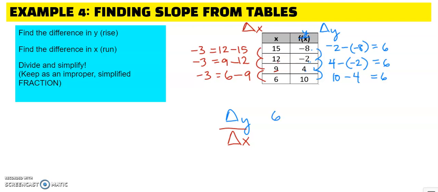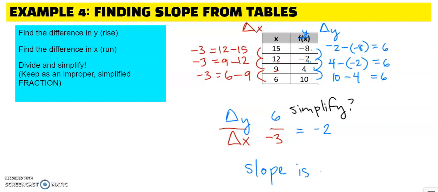All right, let's put in our numbers. We have 6 is my change in y, divided by -3 is my change in x. Not done till we double check if we can simplify. I know I can, because 6 divided by -3 is going to give me -2. And this is negative, positive divided by negative, so my slope is -2.